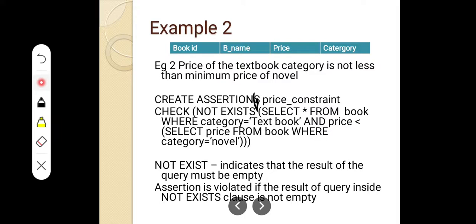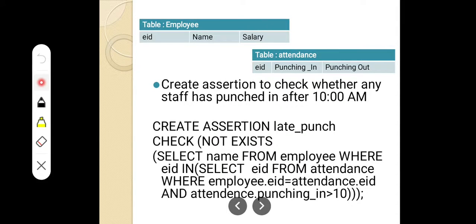The assertion is violated if the result of the query inside the not exists clause is not empty. Not empty. Okay. So assertion എപ്പോഴാണ് violate ചെയ്യുന്നത്? If the result of the query inside not exists, Not existൻ്റെ അകത്തുള്ള query, അത് നോൺ എംപ്റ്റി ആണെങ്കിൽ മാത്രമേ വയലേറ്റ് ആവുന്നുള്ളൂ. ഓക്കെ, അത് എംപ്റ്റി അല്ലാന്നുണ്ടെങ്കിൽ, ഏതെങ്കിലും ഒരെണ്ണം വാല്യൂ ഉണ്ടെങ്കിൽ, that means this condition is violated, assertion is violated. Clear?